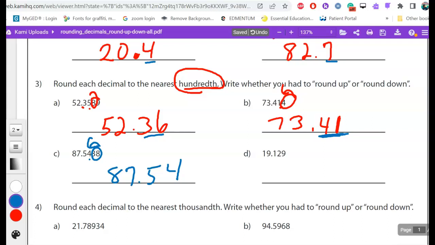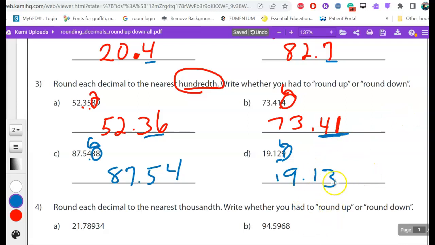Looking at letter D, giving that one a try, and we see that there's 2 in the hundredths place. That 9 is telling us to do something. You see that 9 is telling that 2 to go up to 3, isn't it? So my answer is 19.13. That 9 told the 2 to round up.